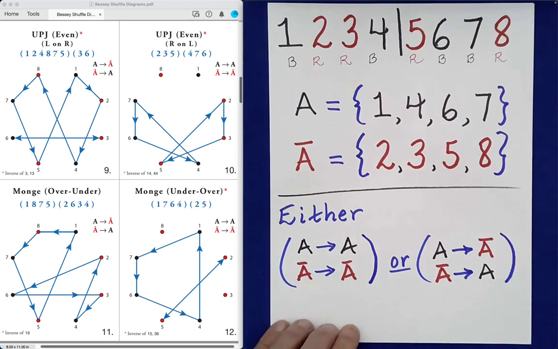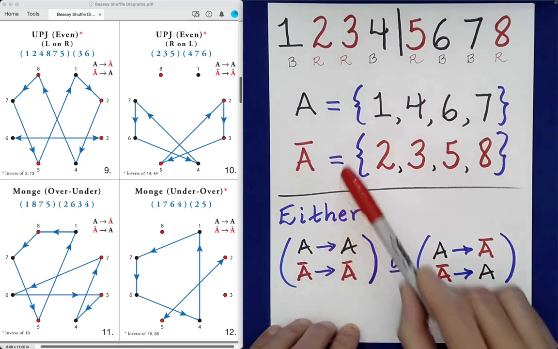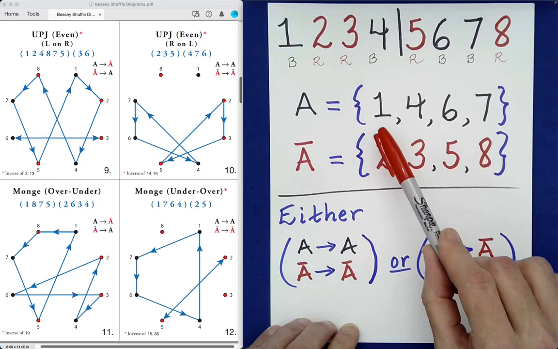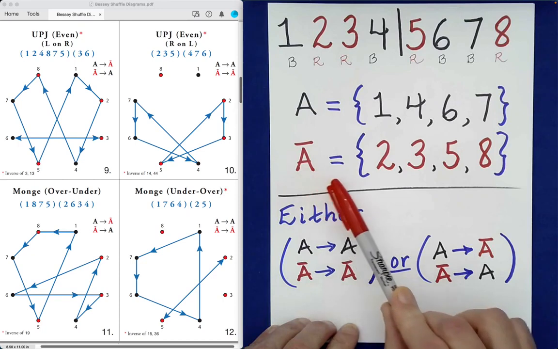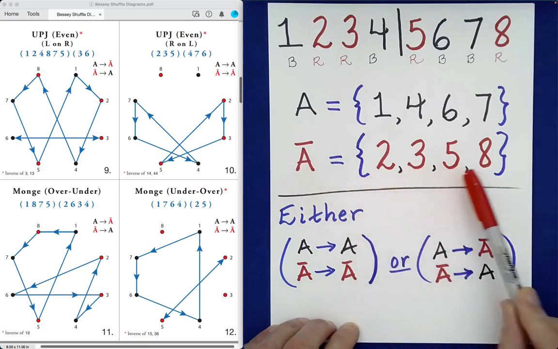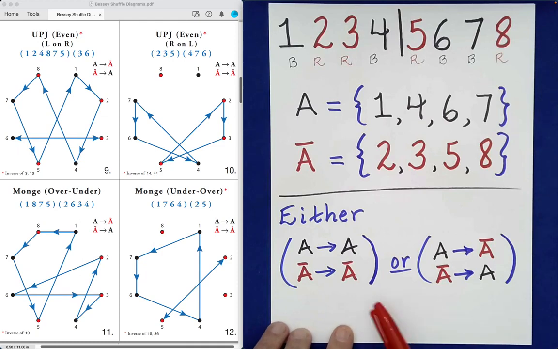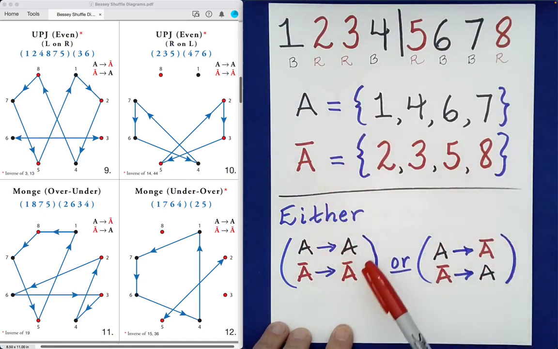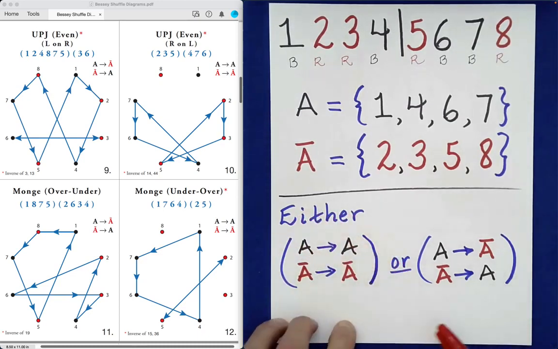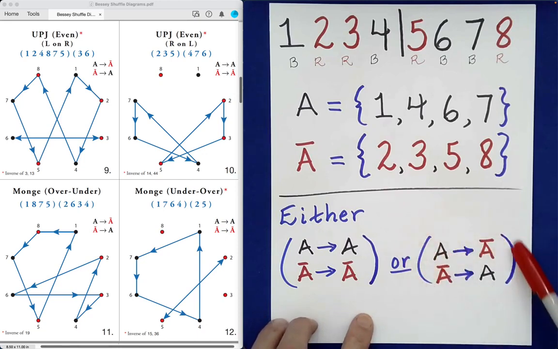Also recall that the two sets of position values of importance to us are the following. The set A consisting of position values 1, 4, 6, 7, and A complement consisting of the position values 2, 3, 5, 8. Also recall, if position values stay within their respective sets after performing the shuffle, then we denote that outcome as indicated here. If inversion occurs, this is how we represent that outcome.